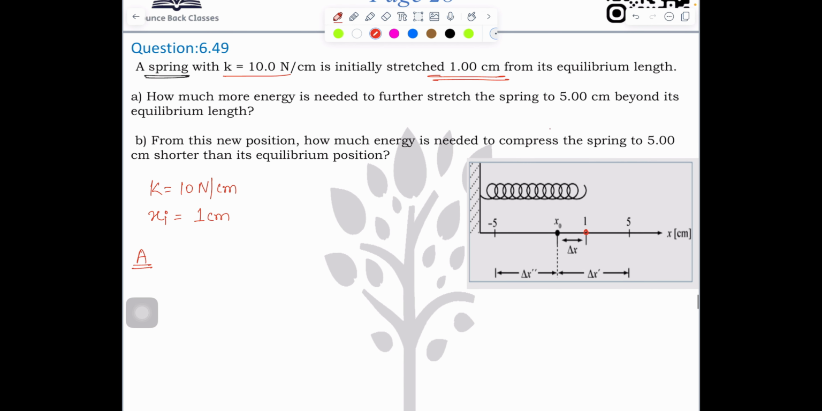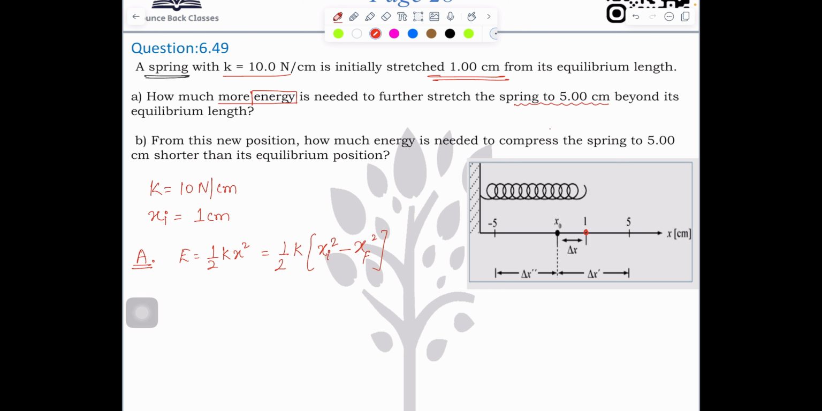Part A. How much more energy is needed to further stretch the spring to 5 centimeter? You need to focus on energy. Energy should be equal to half k x squared, or half k. Now in case of energy, whenever we are solving this, it is x initial squared minus x final squared. If you solve the integration, the negative will become positive.